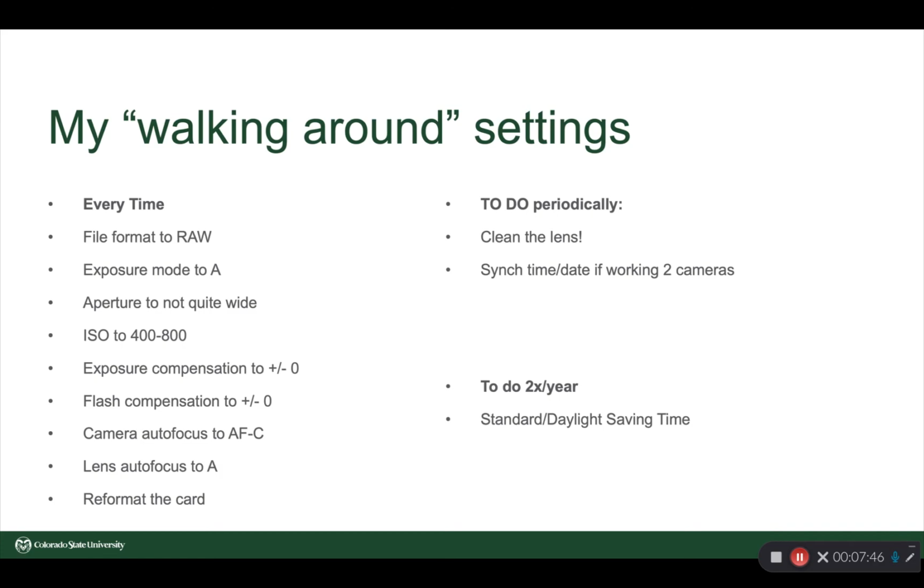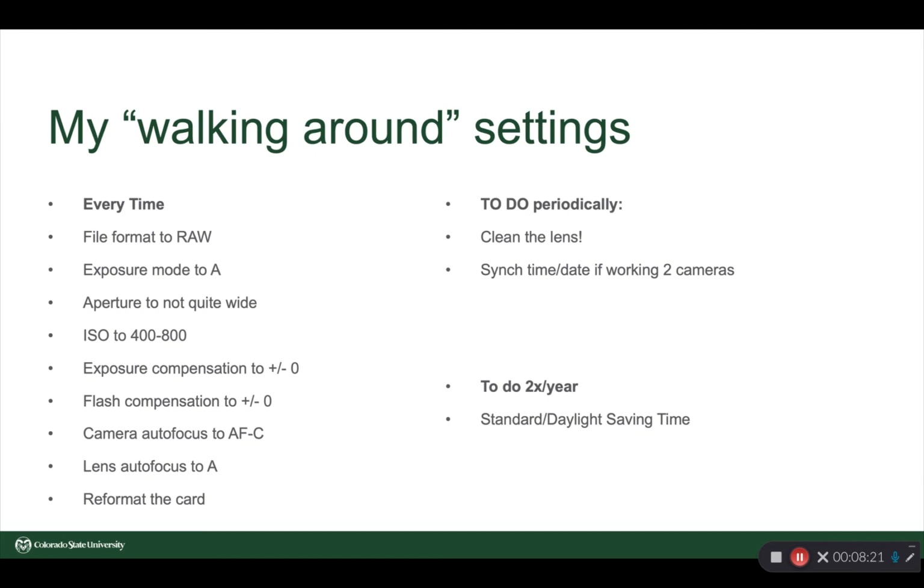So here are my walking around settings. Every time I pick up the camera, I make sure my file format is set to RAW. I set my exposure mode to A unless I know I need otherwise. I'm going to set my aperture to not quite wide open, maybe a 5.6. I'm just taking a guess at where I may be and may want to suddenly take a picture. I'm going to set a moderate ISO, maybe 400 to 800, someplace in that realm. I'm going to make sure that my exposure compensation and my flash compensation are zeroed out. I don't want to use it unless I know I need it. Again, we'll talk more later.